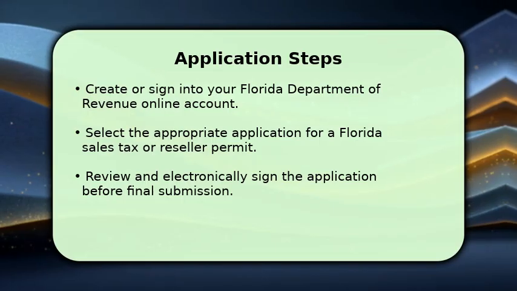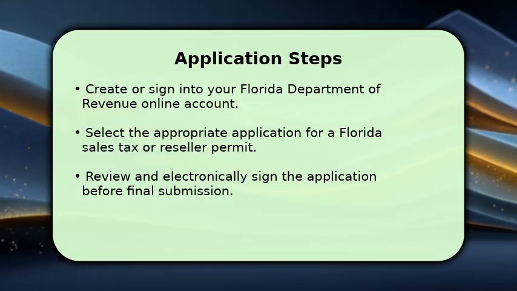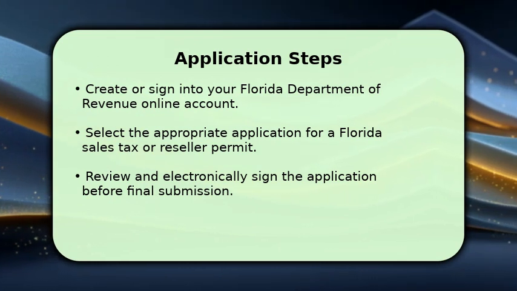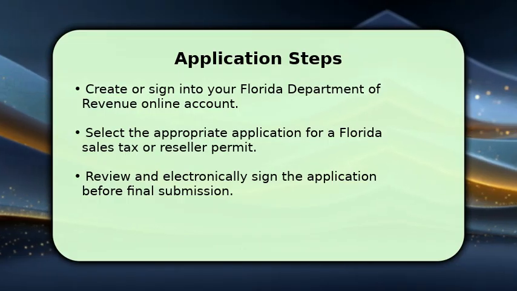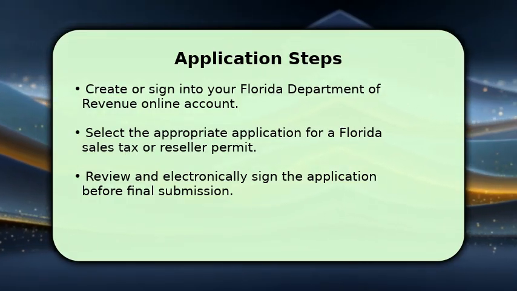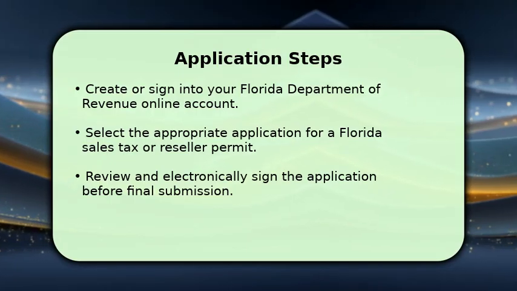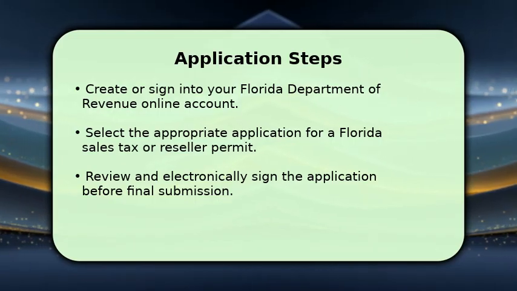Log in to the Department of Revenue portal, choose the sales tax or reseller permit application, and complete all sections using your prepared documents. Double-check business names, addresses, and EIN for accuracy, then electronically sign and submit the form. Save confirmation details and any reference numbers you receive for your records and future correspondence.